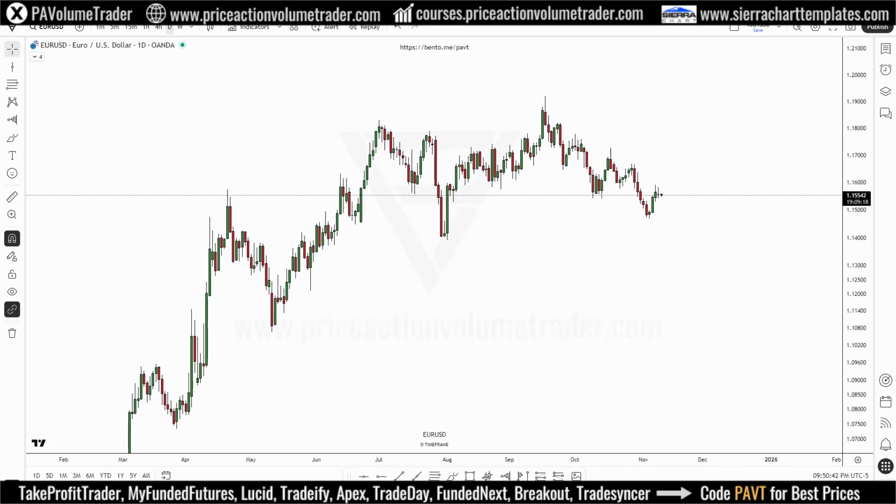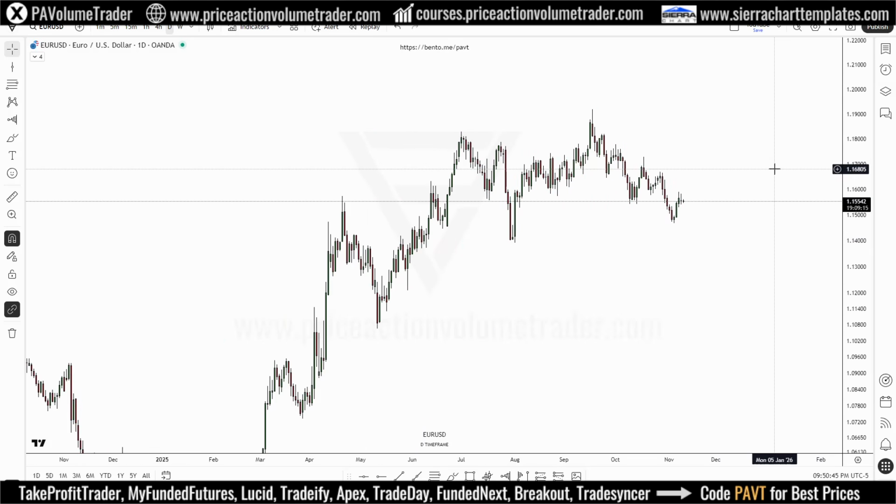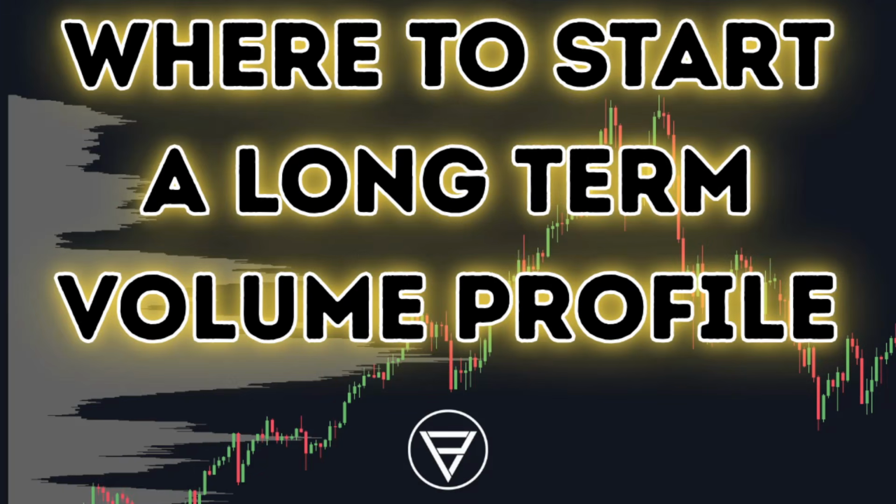Okay? And I think that pretty much sums it up. Again, this is how I look at where to start my long-term volume profiles. Again, this is my personal take. Some people might like to use a set yearly profile, 6 months, etc. I like to do it a little bit more discretionary, just based on what the market structure is telling me and just going from there.